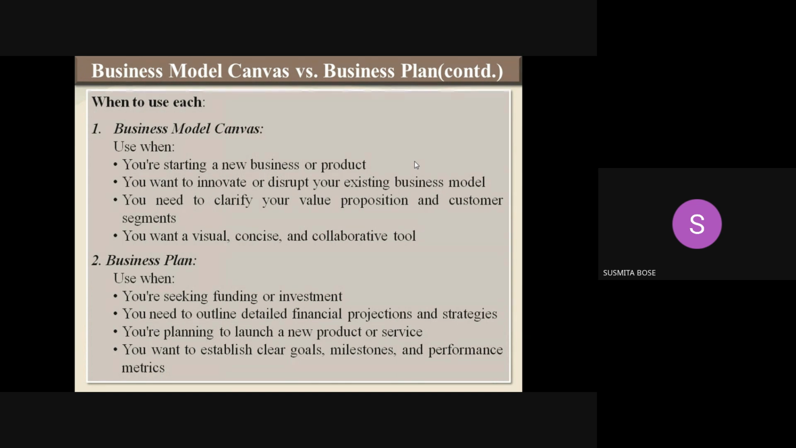But when you are seeking funding or investment, you need to outline detailed financial projections and strategies. You are planning to launch a new product or service and you want detailed planning of that. And you want to establish clear goals, milestones, performance metrics, then you use business plan.